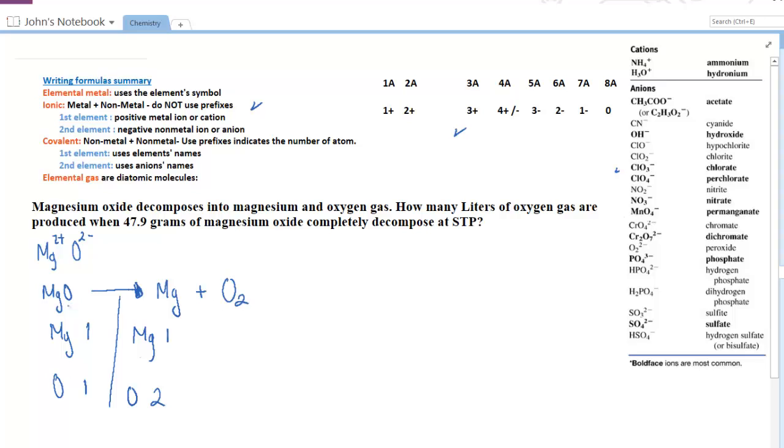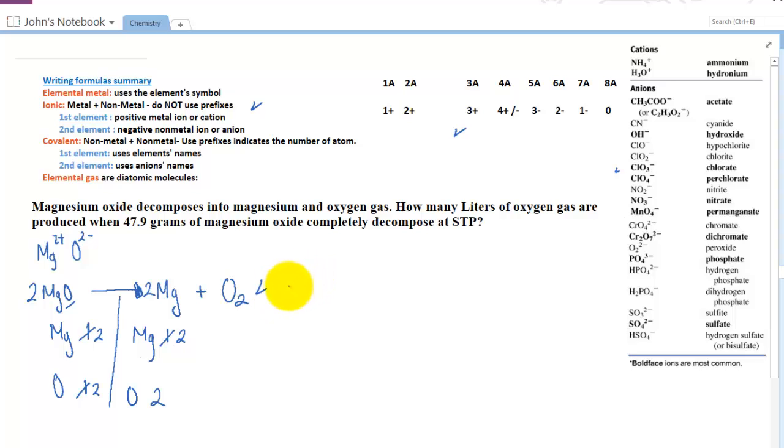We look back here for the oxygen. The subscript is 1, so 1 times what coefficient will give us 2? The answer is 2. 2 times 1 gives us 2, but that will affect the magnesium as well. 2 times 1 gives us 2. So now the magnesium is not balanced, so we have to balance it out. We have magnesium 1 and we have 2 over here. So 1 times what coefficient will give us 2? In this case, 2, so we have 2 Mg.